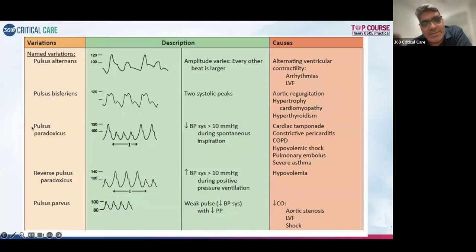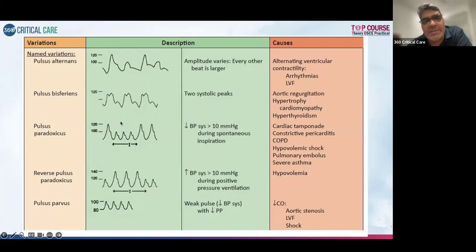Pulsus paradoxus. So this is important to know because this is more clinically focused in case of ICU setting. What happens is, if the patient is spontaneously breathing, we usually have a drop of less than 10 millimeter of mercury in the systolic blood pressure. But if this drop is more than 10 millimeter of mercury, so more than normal, then it is called pulsus paradoxus. So this is actually erroneously named, but usually there is a fall with spontaneous breathing. But if the fall is more than 10, then it is pulsus paradoxus.